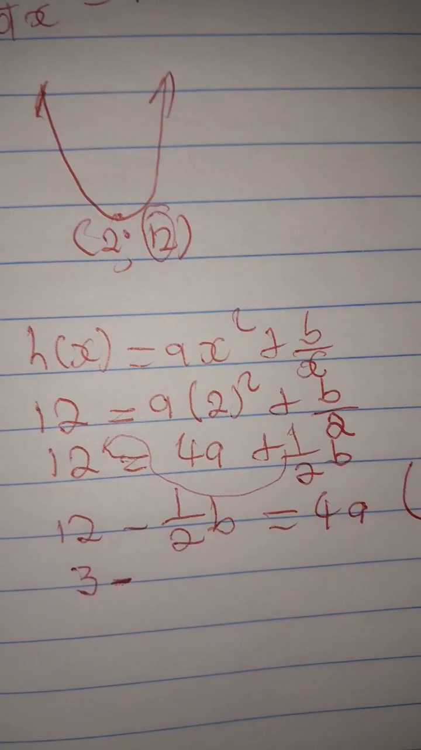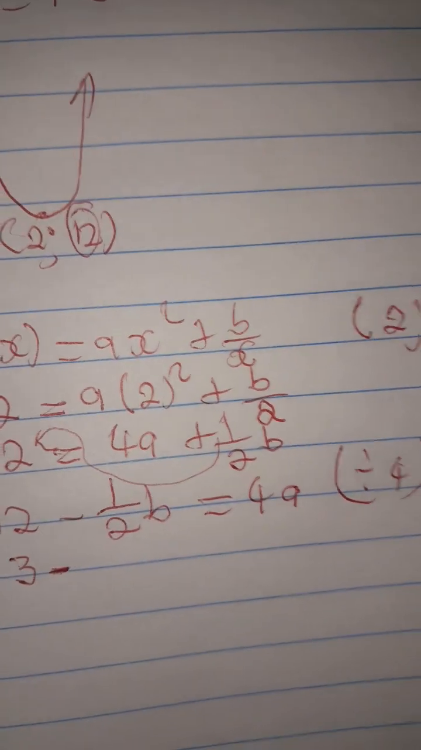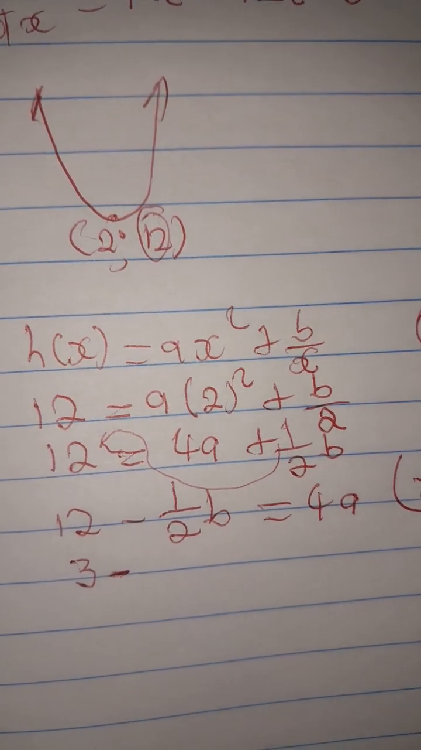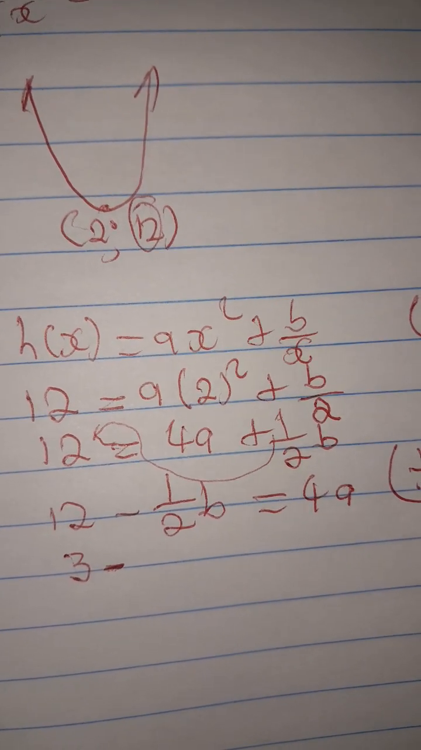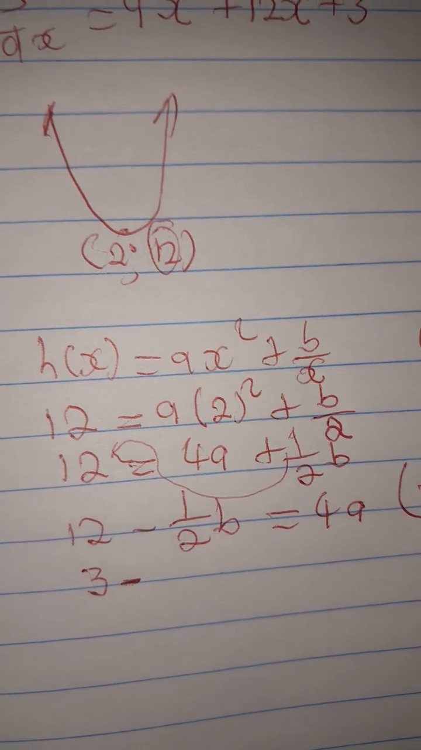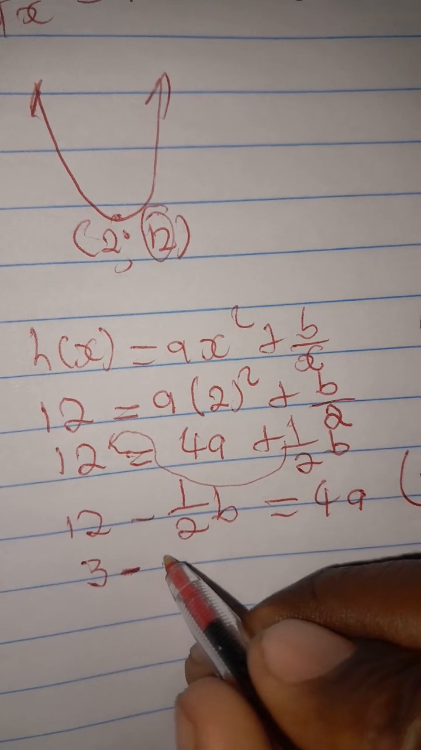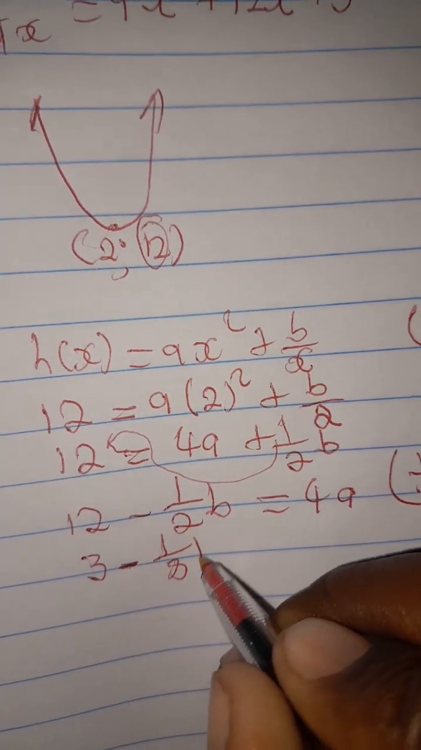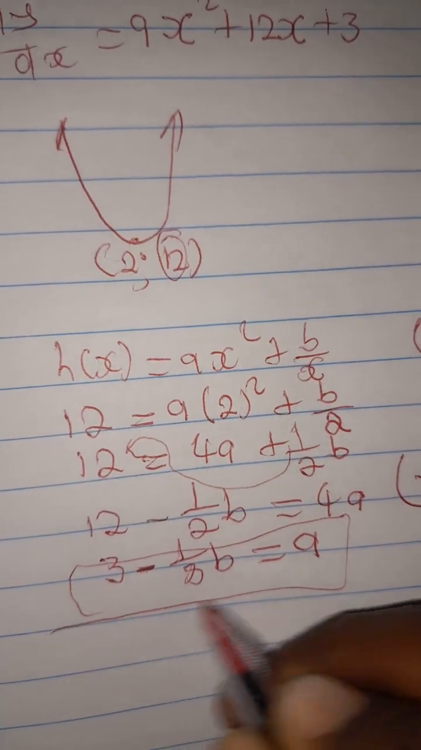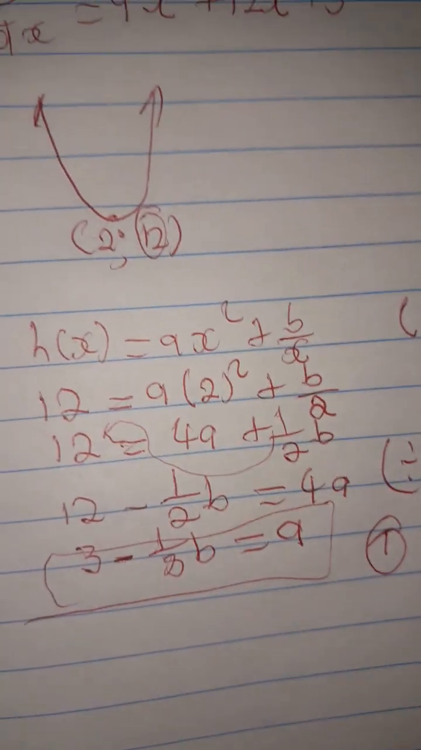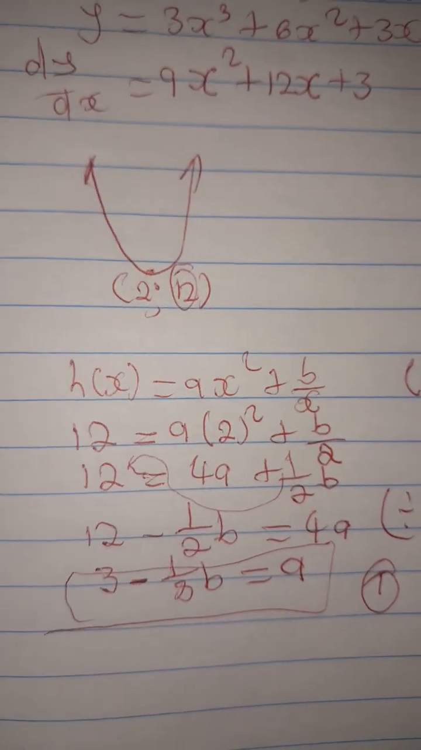So what about half? Let's just say half divided by 4, what are we getting there? When you say 12 divided by 4, that will be 3, and half divided by 4, what is that? That's 1 over 8. So we are going to have 3 minus 1 over 8 b, which is equals to a in this case. So that's the first equation. You name that the first equation. So let's proceed and work out the second equation.